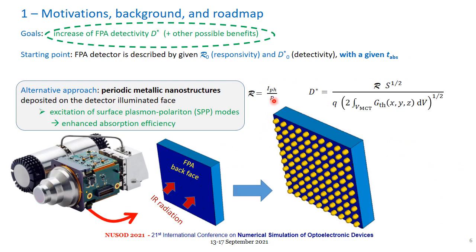To understand, let's focus on our starting point, the expressions of the responsivity and the detectivity, and consider an alternative approach to enhance the detector performance: periodic metallic nanostructures deposited on the detector's illuminated face. They allow for the excitation of surface plasmon-polariton modes, I will show this, which will lead to a significant light absorption efficiency increase.